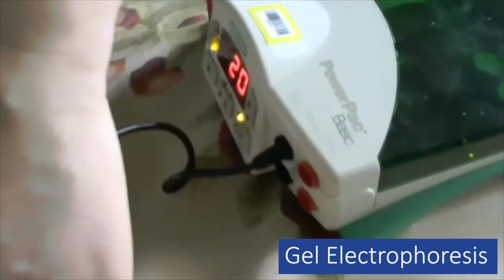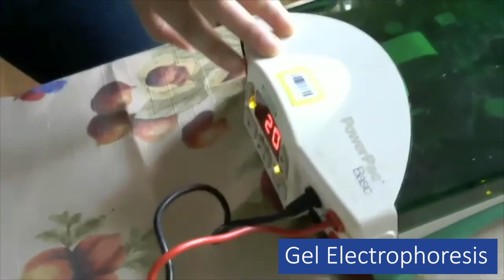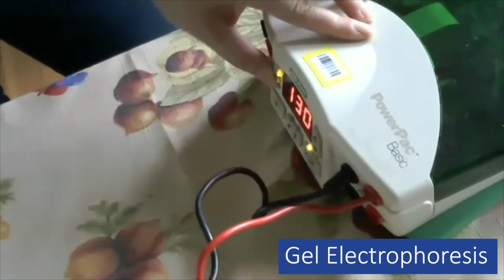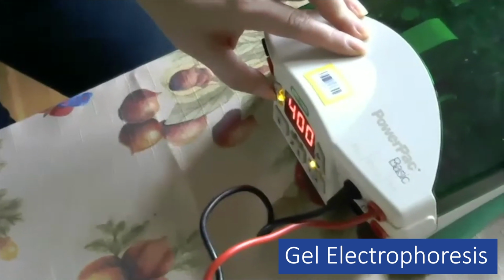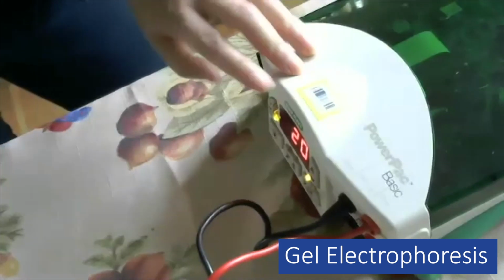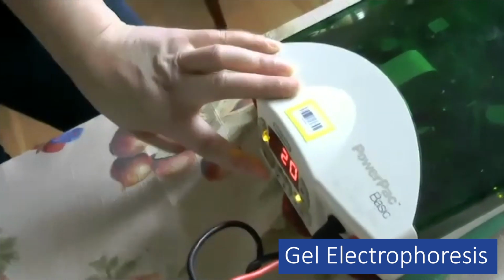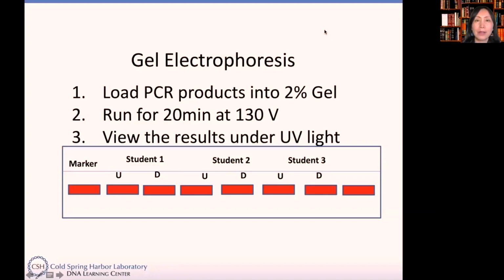This is the cover, and then you match the color black to this black, okay? Plug into the power station, and I set up the power station voltage to 130 volts, and then press this button twice, and then you set up the timer by pressing the arrow here, up or down, to reach 20 minutes. Then when you finish, you press the running figure here, then it starts running. All right, that's how we run gel electrophoresis.